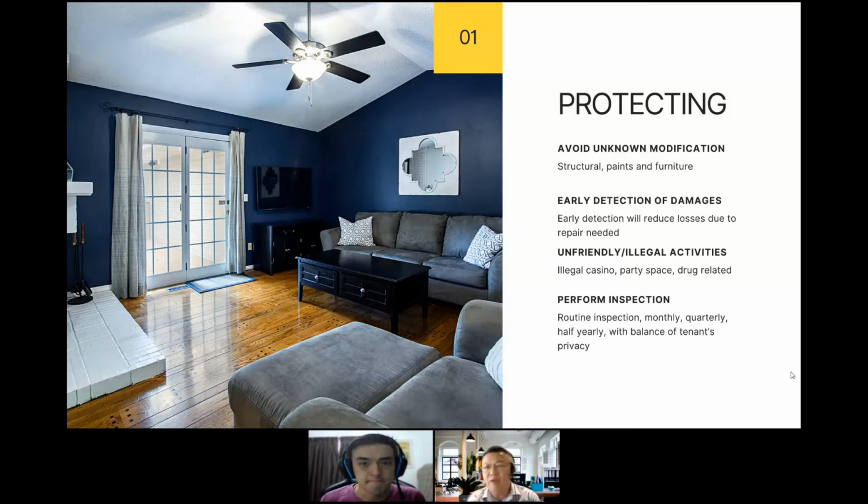Some people get their property agent to do an inspection at 3 months or 6 months. Some do it at 9 months. You never know. But sometimes, because of privacy or the tenants not being around, you can't see anything at all. So that's a key point as well.